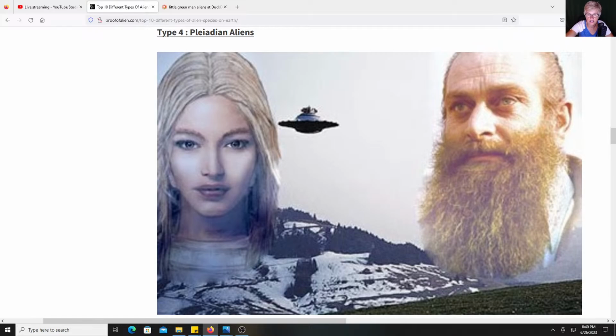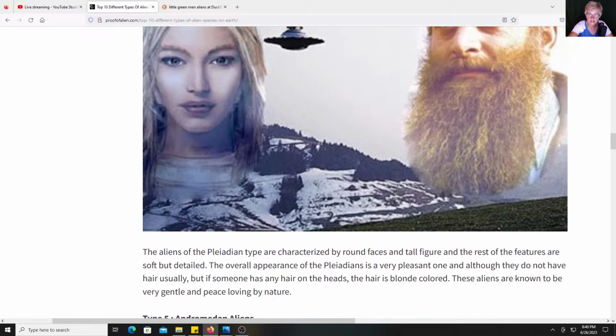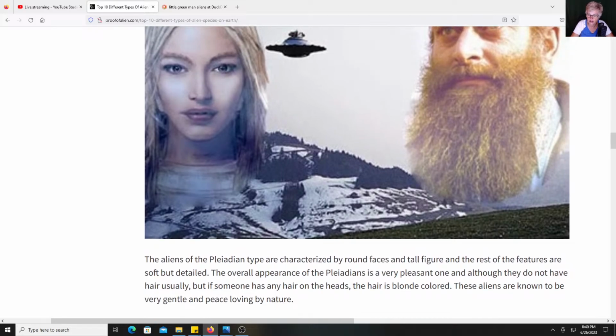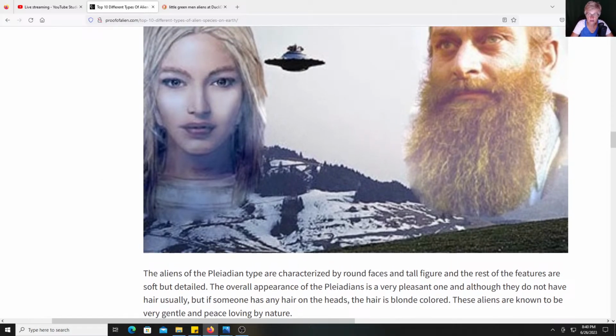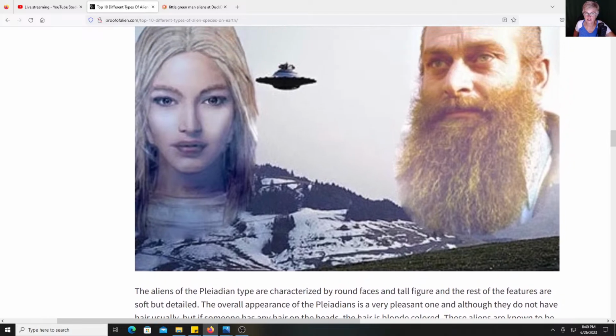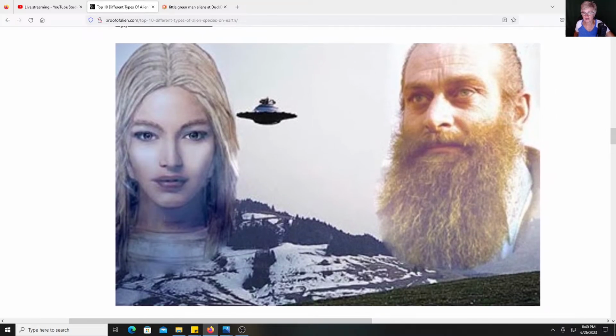Pleiadian aliens. The aliens of the Pleiadian type are characterized by round faces and tall figure, and the rest of the features are soft but detailed. The overall appearance of the Pleiadians is a very pleasant one, and although they do not have hair, usually, if someone has any hair on their heads, the hair is blonde colored. These aliens are known to be very gentle and peace-loving by nature. Well, I have never thought that the Pleiadians did not have any hair.